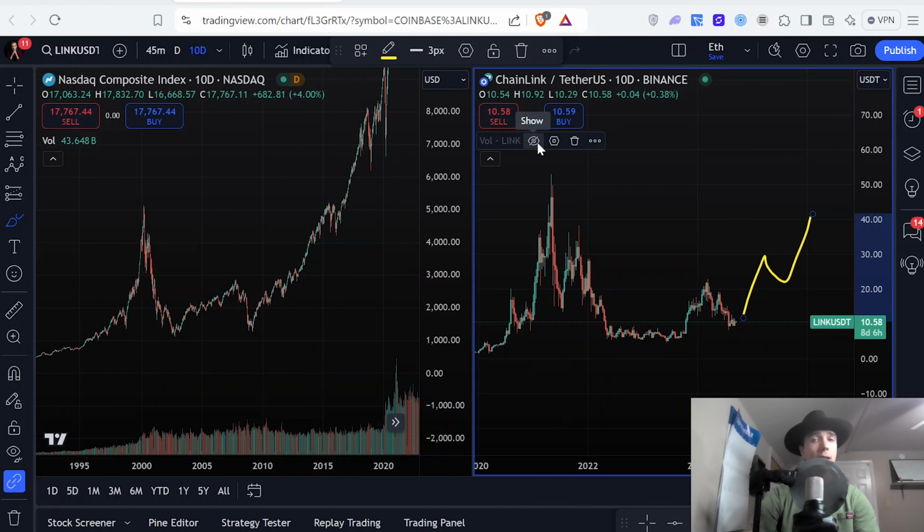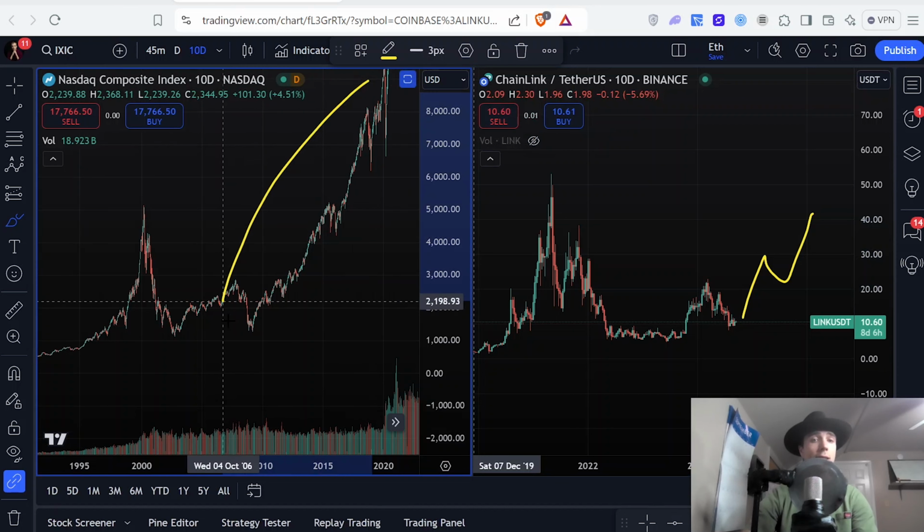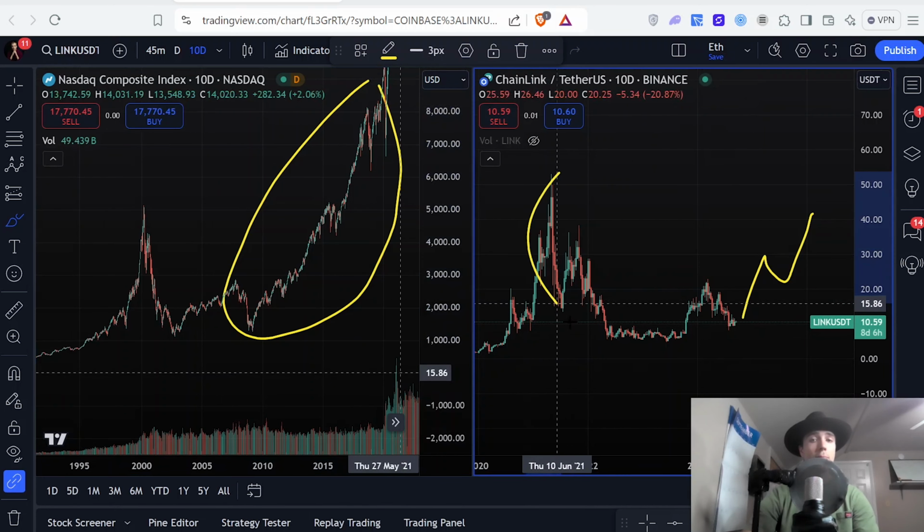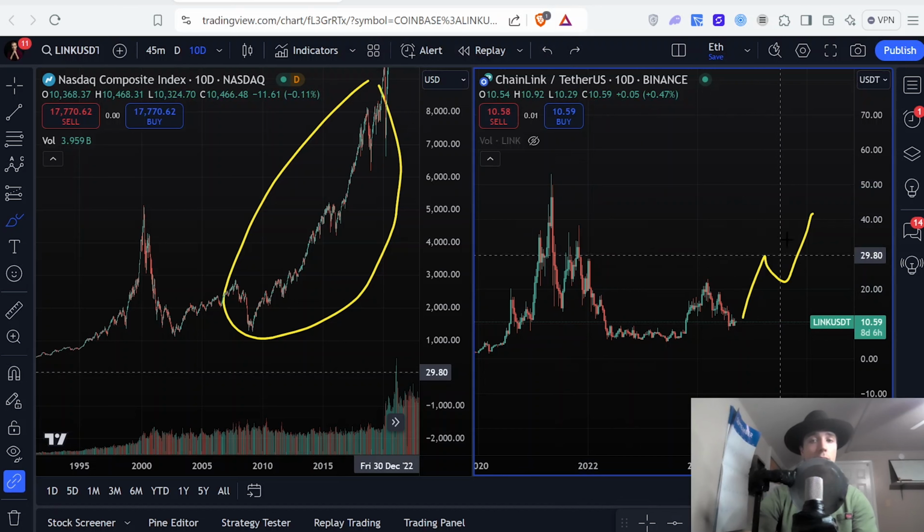Chainlink is doing big things. Chainlink is partnered with Google, partnered with a bunch of big companies. I think Chainlink is going to go nuts, so don't sleep on Chainlink. Otherwise, you're going to wake up one day and it's going to have done this as it breaks out of this bear market right here and starts to go into a bull market.